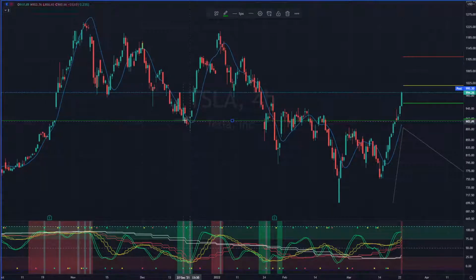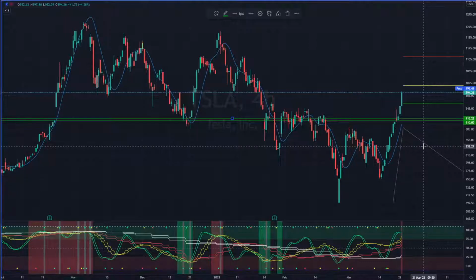And we have seen some support down here, a lot of clustering that happened right here. But within that level, we also see another one right here at this particular level. These two levels are important, and we just happened to break up above that yesterday, which is why I was looking at getting into the 970 calls yesterday.